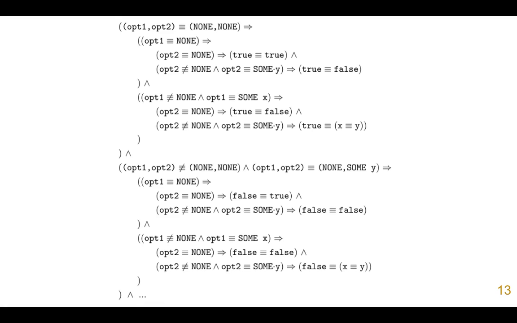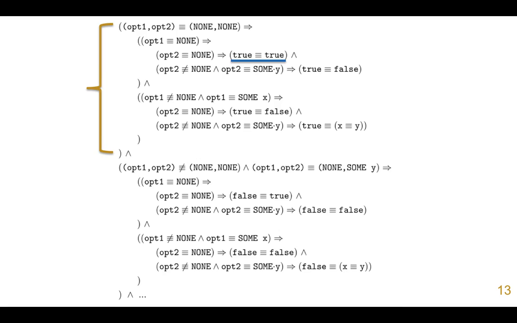Here we have the formula that we get when we use our inference rules on the two optEqual implementations. We see that the formula really is divided into cases where opt1 and opt2 are both none, opt1 is none and opt2 is some of something, and so on. In the case where opt1 and opt2 are both none, we go through the first implementation's logic of checking whether opt1 is none and then whether opt2 is none. Since both of these hold, we assert that the output given by the first implementation is the same as the output given by the second implementation.